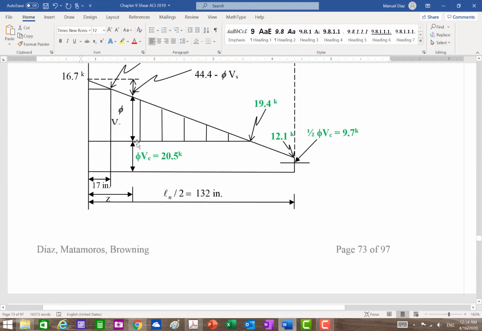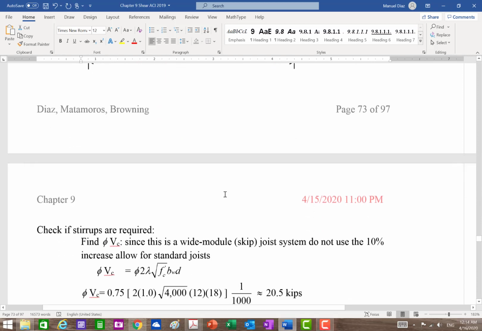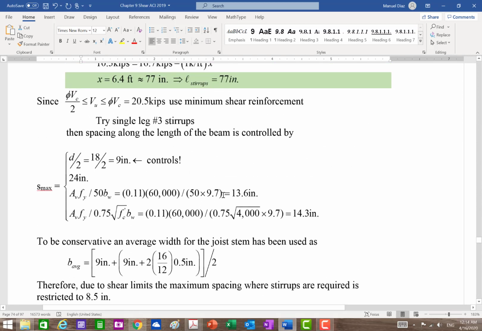eventually your diagram goes down and goes between V sub c and half of V sub c. And so right here you will have to check for minimums, and so that will be the first column of the table. So here you have to use the second column of the table in the design aids. Here you had to use the first column in the table of the design aids. So we had to calculate all those values. Okay? And so I did that here.